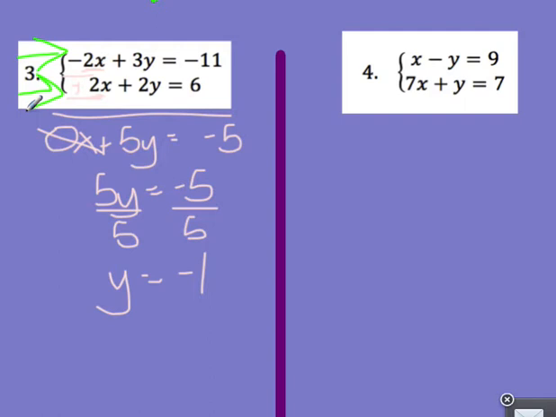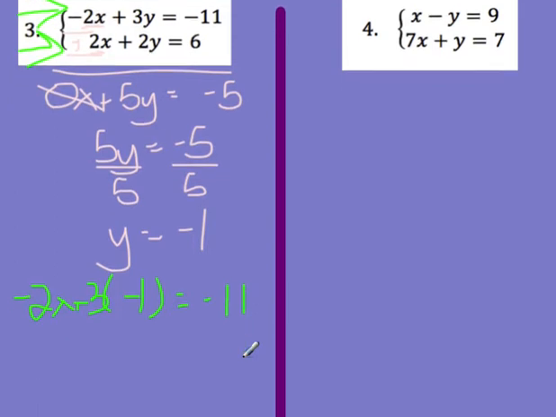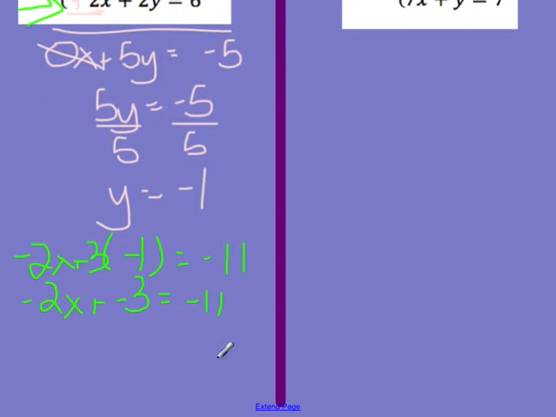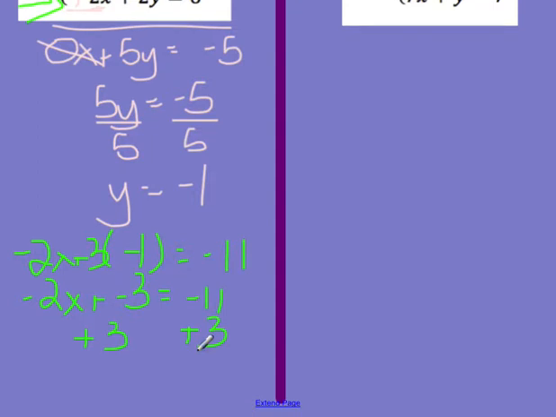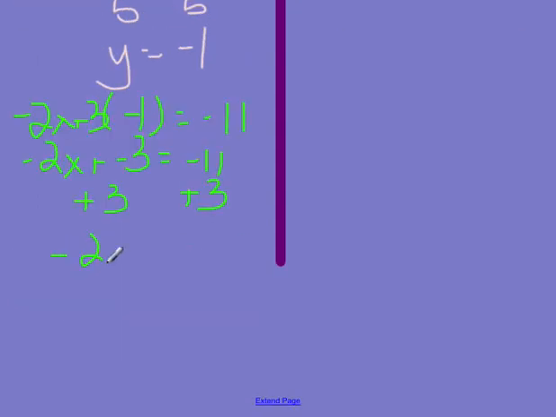So what I'm going to do is take the same equation, and I'm going to take y out completely. So I'm writing the equation out exactly as is, but I'm plugging in y. Then I have -2x, 3 times -1 is -3, is equal to -11. So now I need to solve this for x. Since this is a -3, I'm going to add 3 to both sides. So then I get -2x is equal to -8.